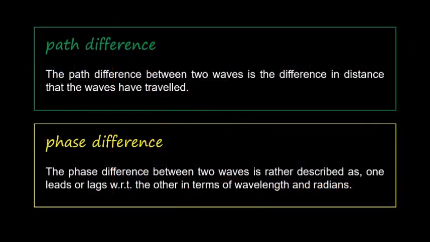The path difference between two waves is the difference in distance that the waves have traveled. Whereas the phase difference between two waves is rather described as one leads or lags with respect to the other, in terms of wavelength and radians.